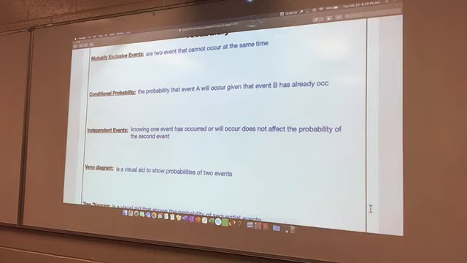How are you with conditional probability? You would know that it's conditional when it says given that, or it says if. Whenever they do that in the question or in the scenario, that will tell you how to calculate the probability of the second thing happening.